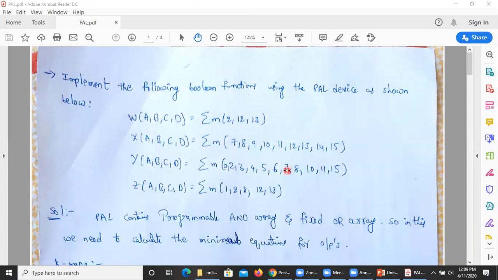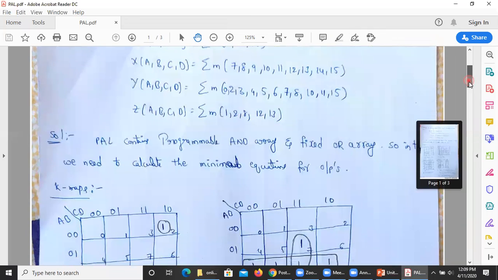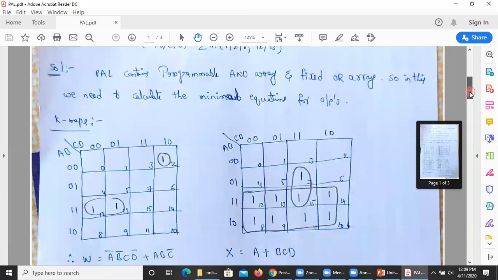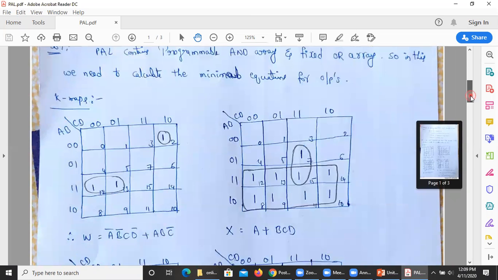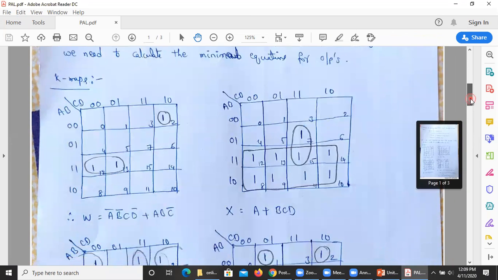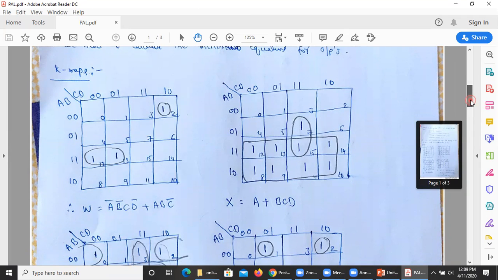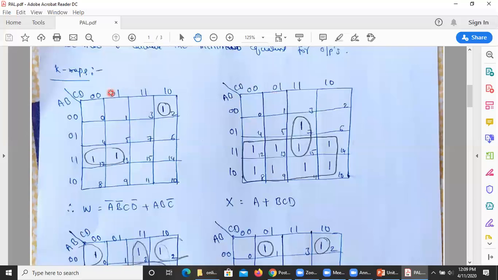So here it is a programmable AND array. Same as that of the PLA, PAL is also a programmable AND array, so what we are going to do is consider as few input combinations as possible. That's why, by using the K maps, we are considering the simplified solutions for the corresponding outputs W, X, Y, Z.